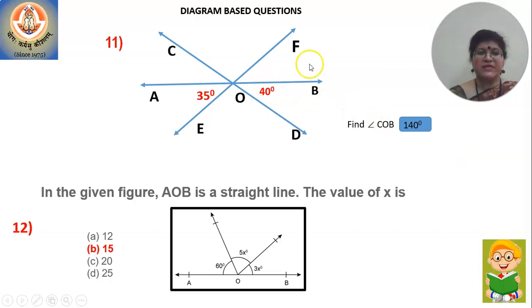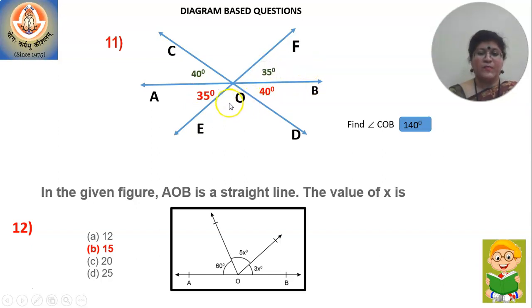Now these are some of the diagram based questions. Question number 11, you have to find the measure of angle COB. Let us see how to calculate angle COB here. Here we are assuming that AB, EF and CD are straight lines. I have not mentioned it here. If this angle is 40, this angle is also 40 because they are vertically opposite angles. This angle is 35, so this angle will also be 35 degrees.